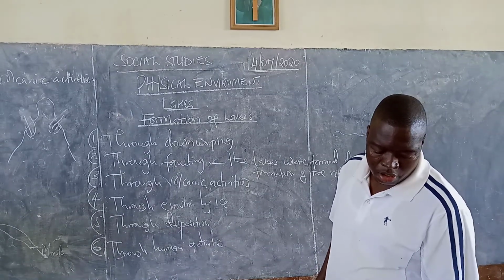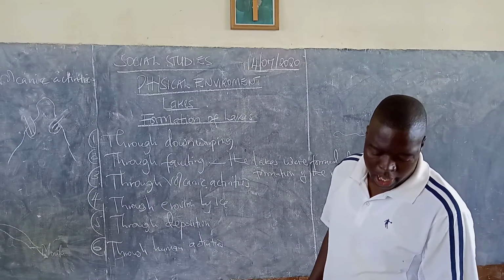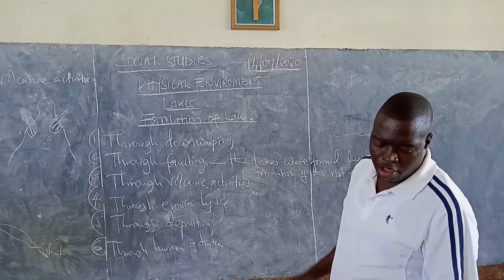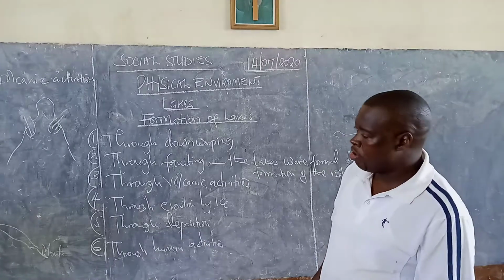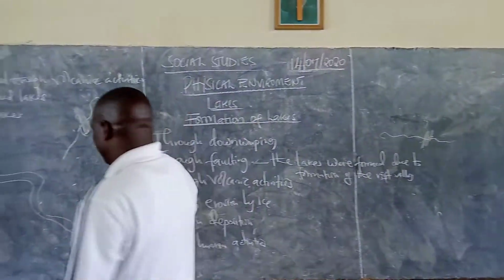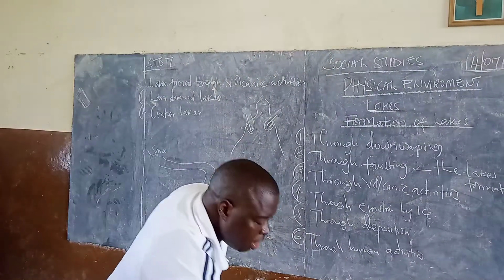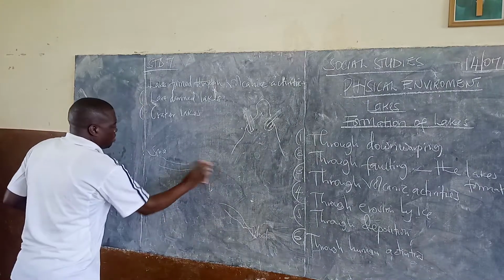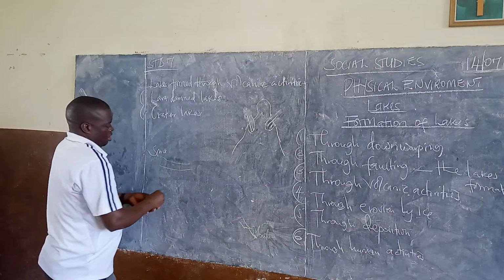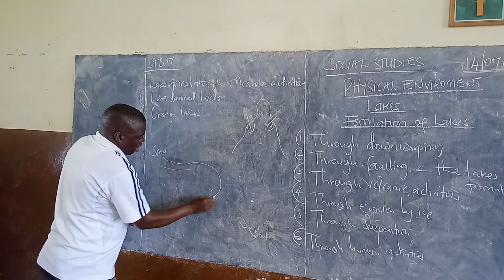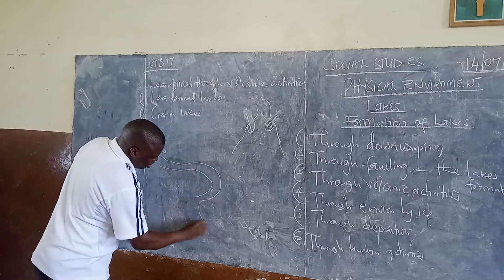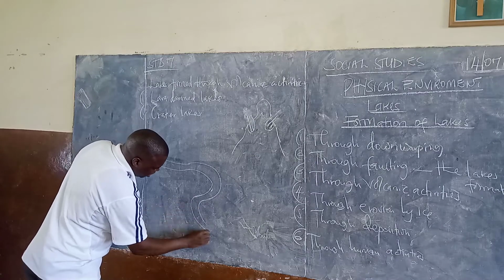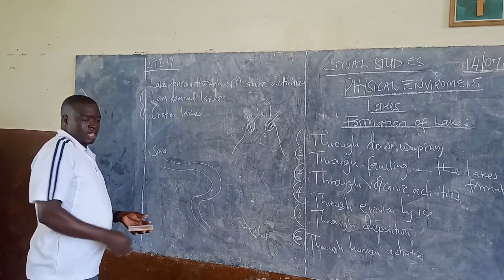Such lakes are called oxbow lakes. They form in the lower course of a river where a river tends to meander a lot. So if there is a meander, let me draw something like this. We are talking of meandering. A river comes like that, and goes on like that. Now there is something that is going to happen.